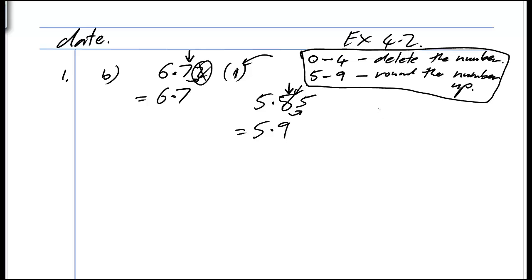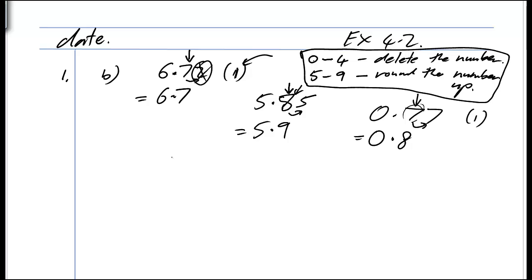All right, let's do another one. Say you have 0.77, and you want it to 1 decimal place. So you put a little arrow, we want it to 1 decimal place here, okay? You look at the number just to the right, it's number 7, so it's in this category here from 5 to 9. So that means we round that number up. So we get rid of that 7, we round this number here, this 7 here, up to 8, okay?